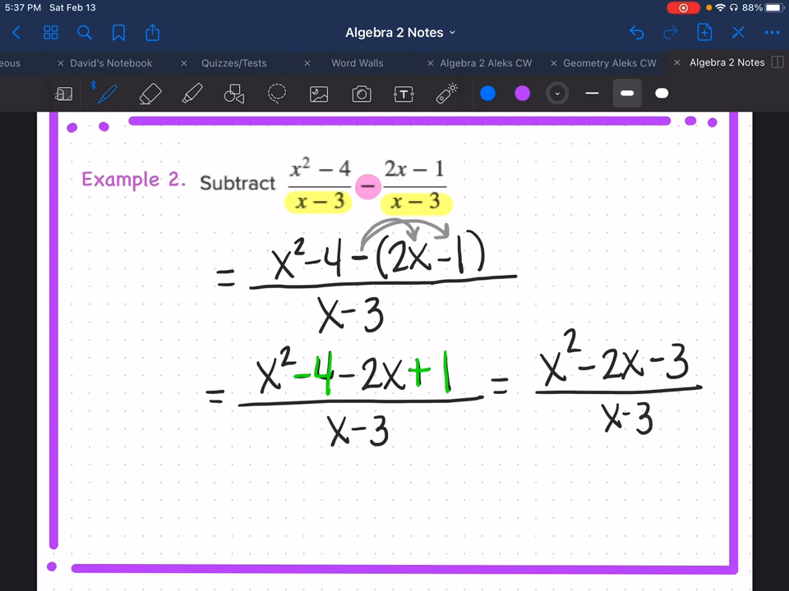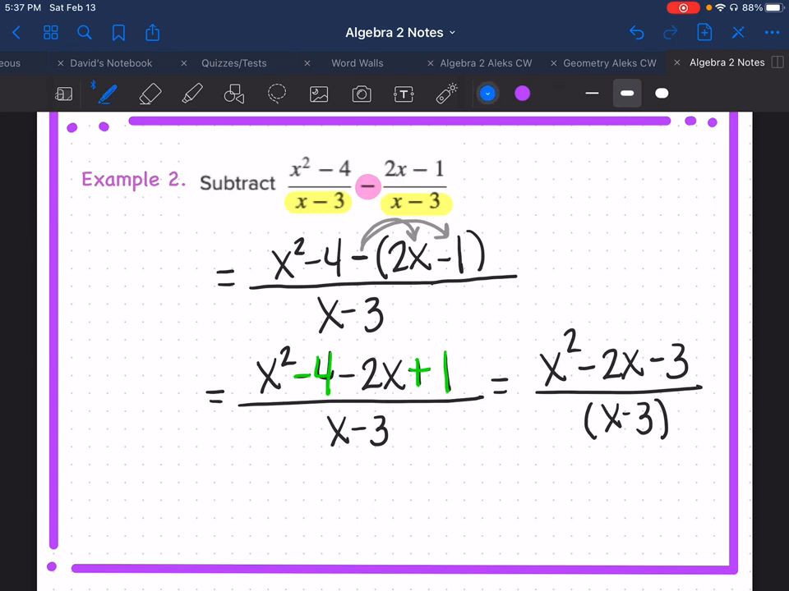Now, the last thing I have to do is see if I can factor the numerator. The denominator is already a factor. I could just put it in parentheses because x plus a number or x minus a number can be considered a factor, and so they can stay together in parentheses. But in the numerator, I have to factor.